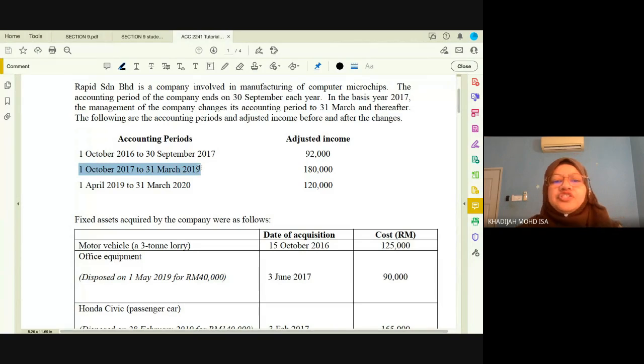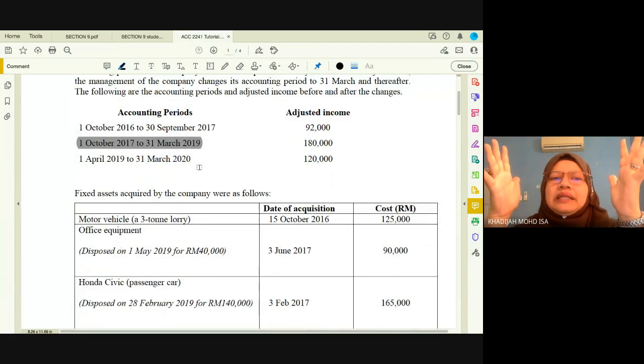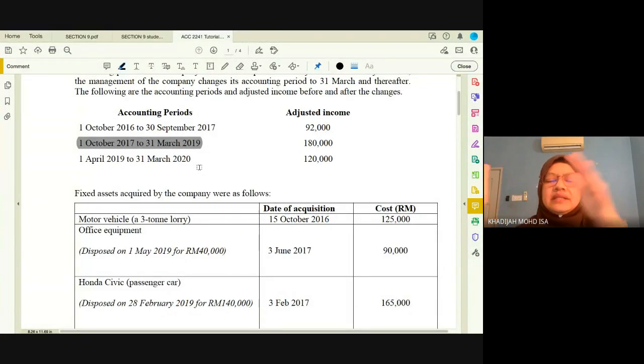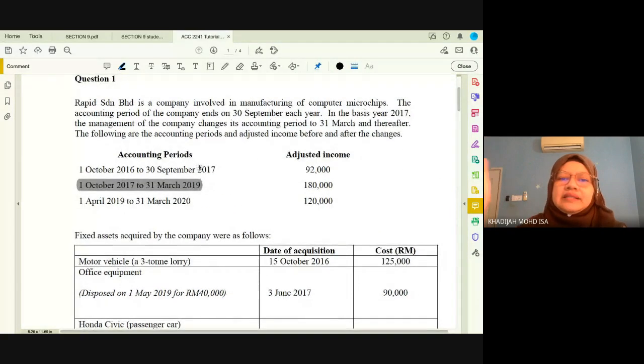Okay, so when you have a change of accounting year end, this topic is very important because you need to determine the basis period. Your basis period must be correct in order for you to determine the year of assessment. Once you have the basis period, you know the year of assessment for that basis period. Then whenever you are given information about your plant and machinery or your fixed asset, you can determine the first year that you are going to claim your capital allowance on the asset that you acquired.